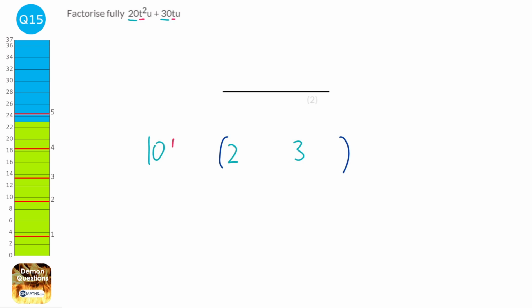So we can divide out a t, but that will leave a t on the first term. And finally, I'm going to look at the u, and there's just a u on both of them I can factorise out, and actually that just leaves nothing on the inside of the bracket. Now, always when you do this, expand the bracket to check if you've made any mistakes.